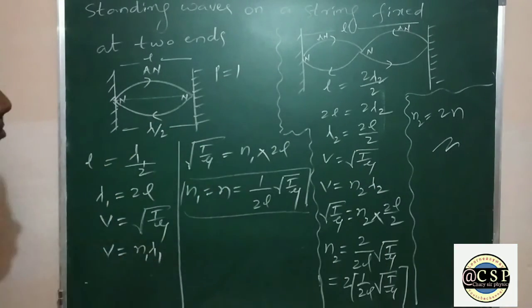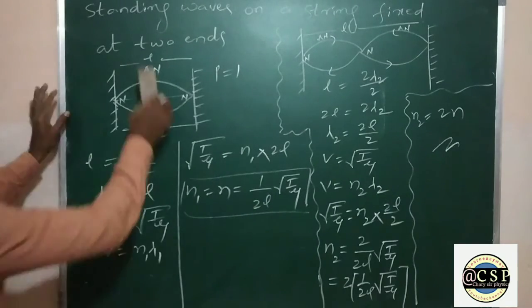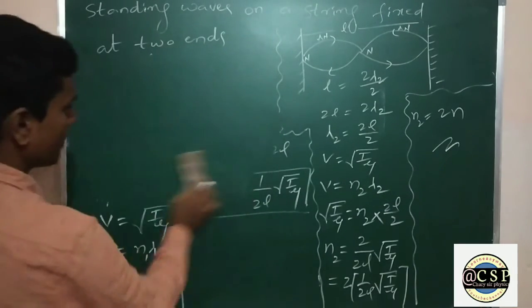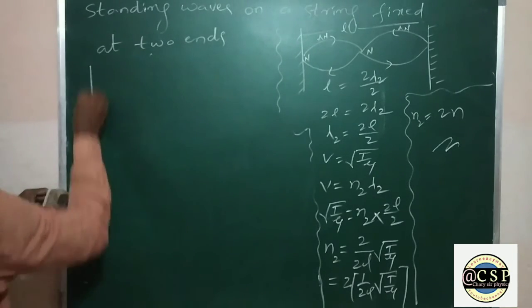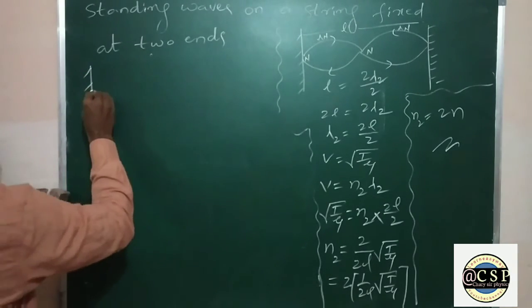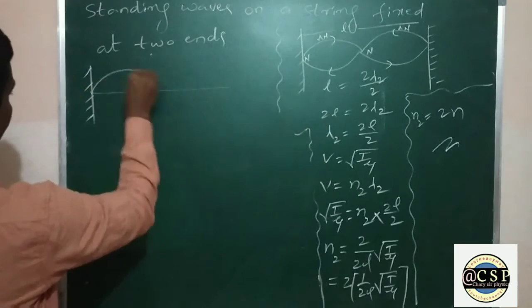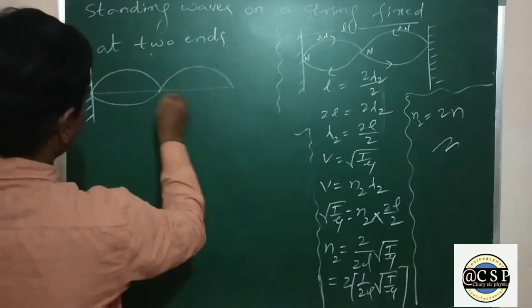Next, the third harmonic is formed between the 2 ends. The third harmonic means like this here. 1, 2.